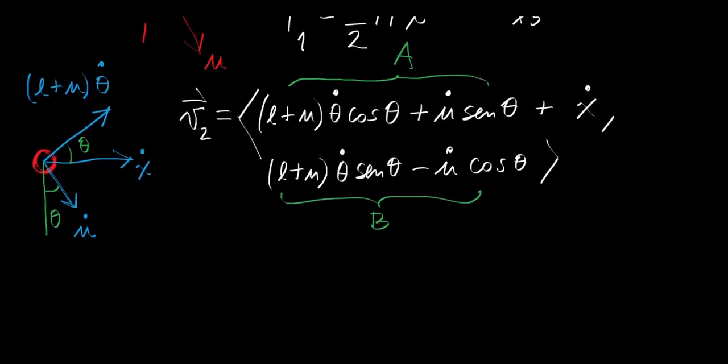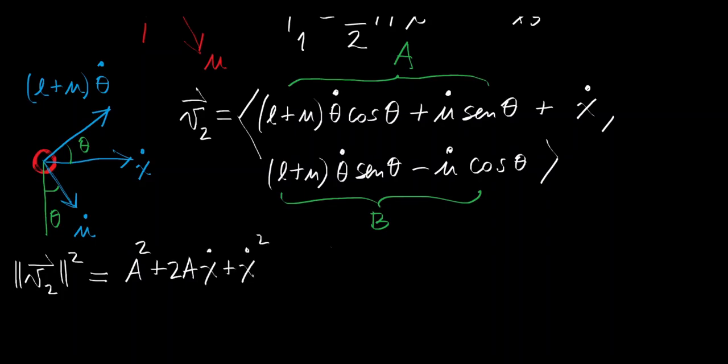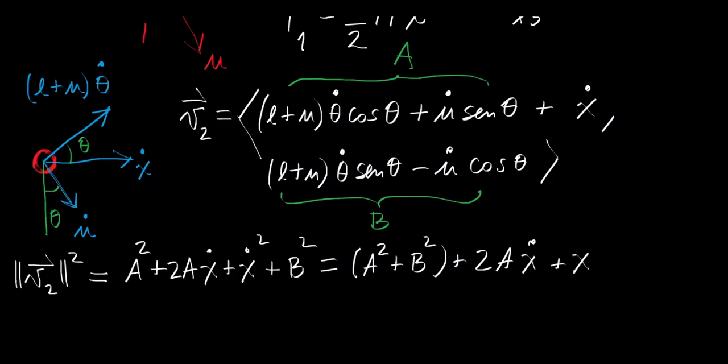If I need to find the square of the speed of this second object, we need to square the horizontal component, which will lead to the following: plus x dot squared, and then sum the square of the vertical component. It's easy to see what will happen if we put these two terms together, which is then the following expression. And we can look closely at what will happen to A squared plus B squared.